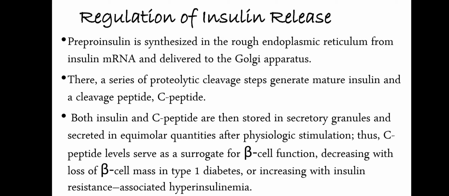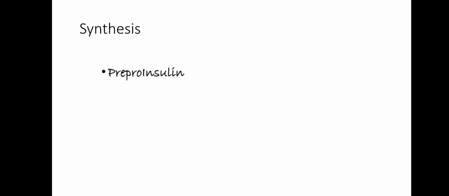Thus, C-peptide levels serve as a surrogate for beta cell function, decreasing with loss of beta cell mass in type 1 diabetes, or increasing with insulin resistance associated hyperinsulinemia. Here you can see the steps of synthesis, which is explained previously.